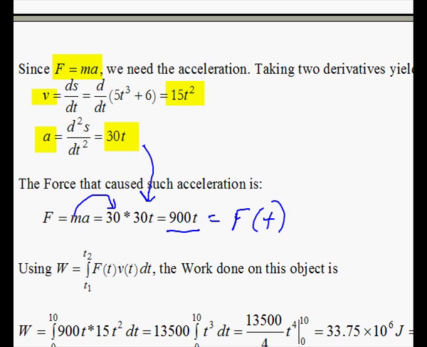Now we use this expression to compute work. It's the integral from time 1 to time 2 of the function that varies with time times the velocity. We know the velocity right here. So substituting, we have 900t, because that is the force, multiplied by the velocity, which is 15t squared, and integrating from 0 to t, if we want to know it over 10 seconds. All right? Carry out the integration, you get an answer in joules, which you can write in megajoules if you want.